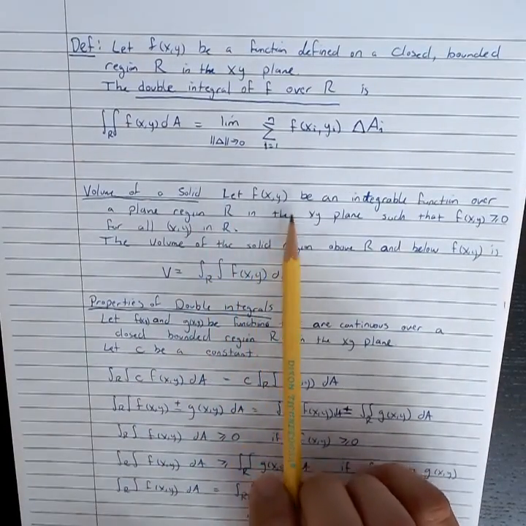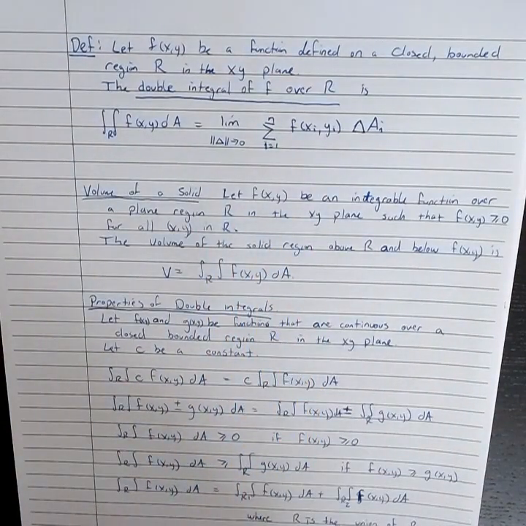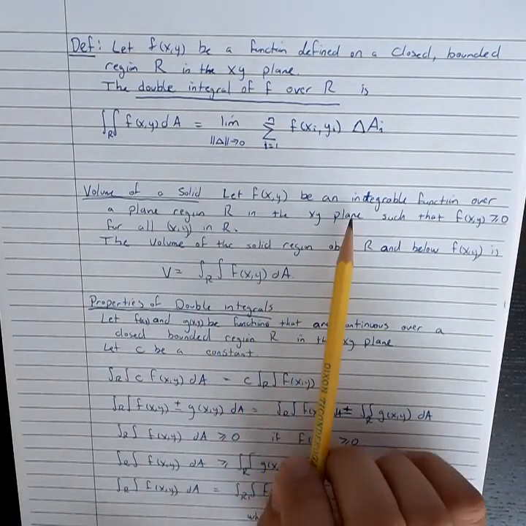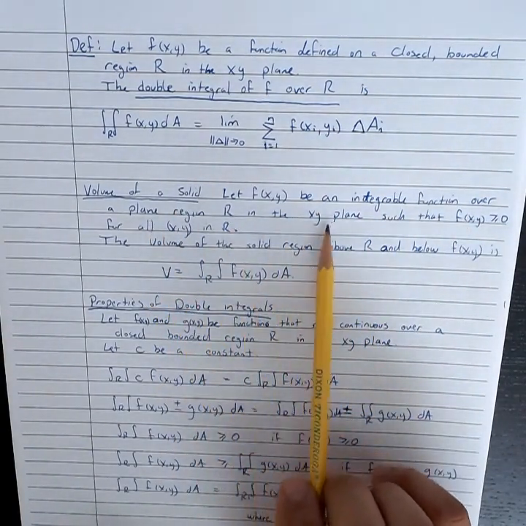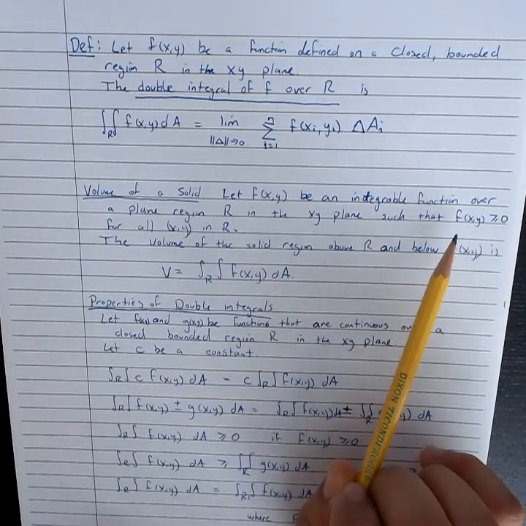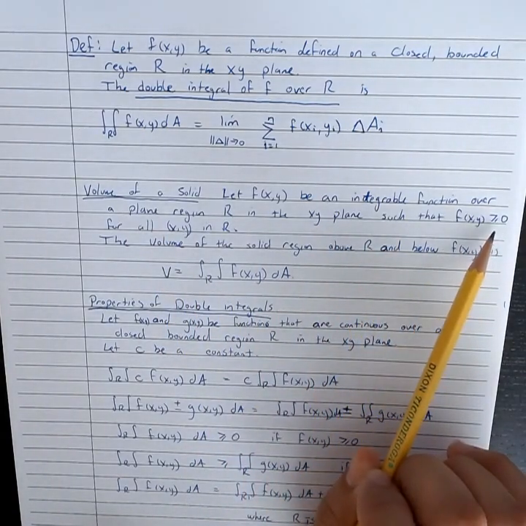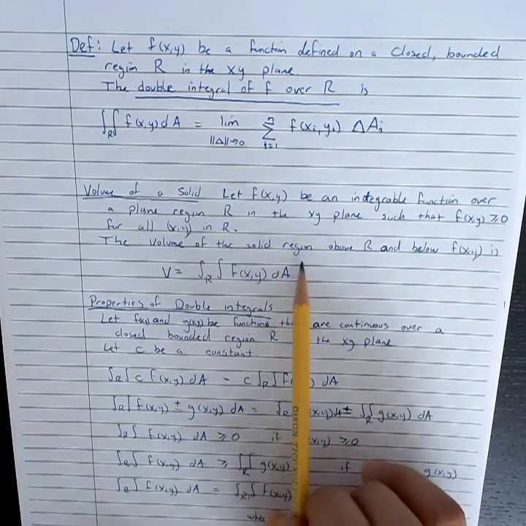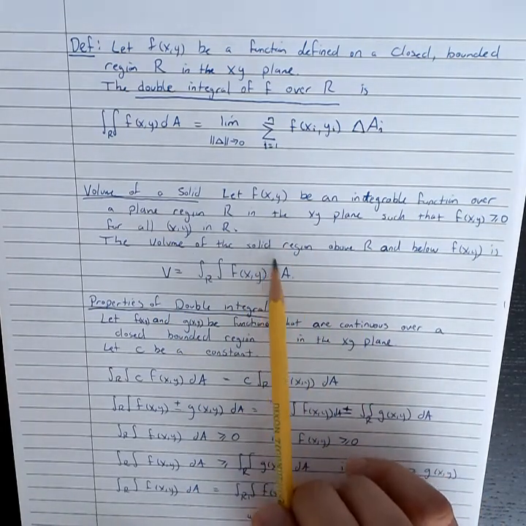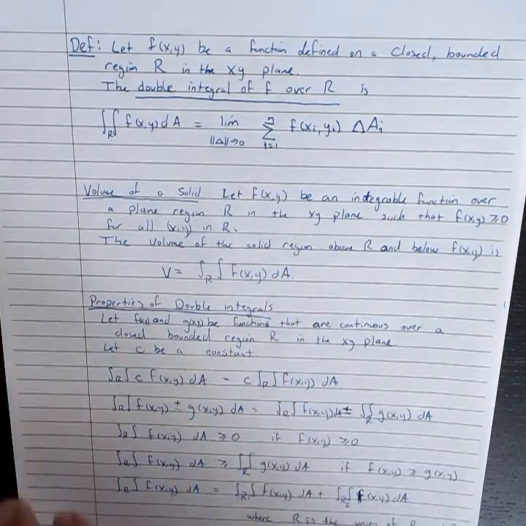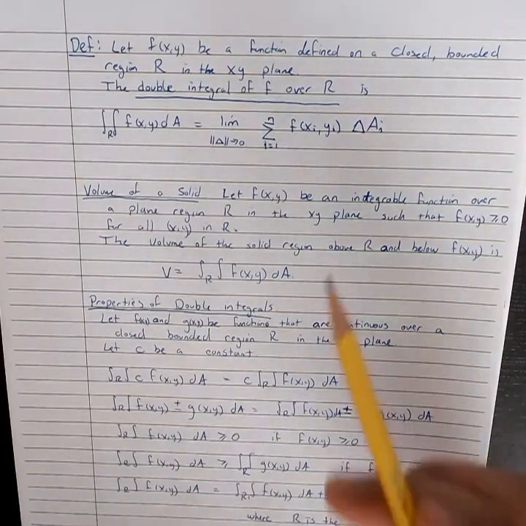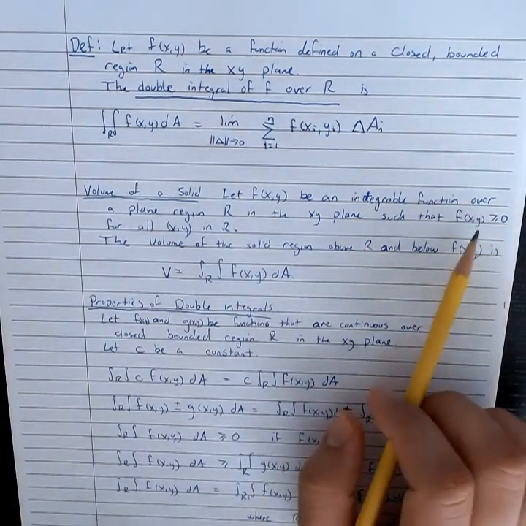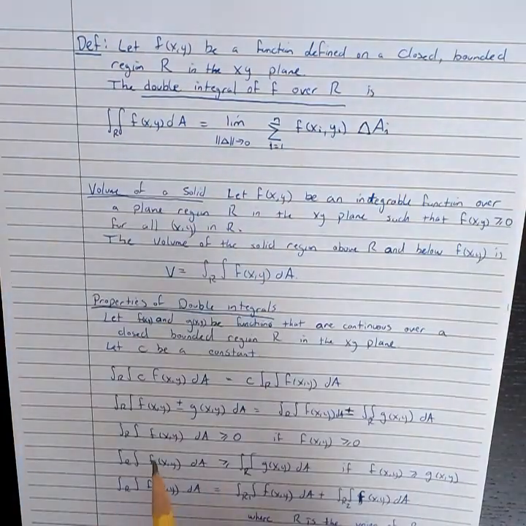Let f of x comma y be an integrable function. In other words, we'll be able to take the integral here. The integrable function over the plane region R in the xy plane, such that f of x, y is greater than 0. Here we want everything to be positive. Once things are negative, then we have to worry about the difference between integrals and area, where integrals can be negative and area cannot. So here we're going to restrict this to being strictly positive.